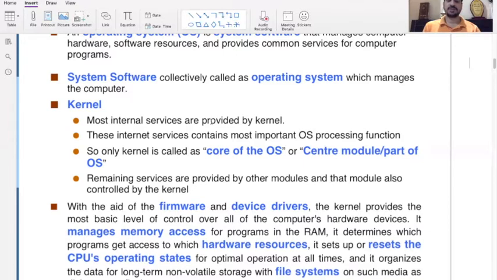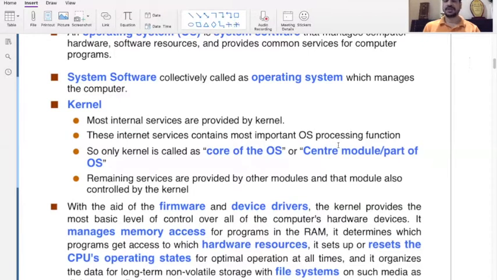If a program needs to be loaded into the main memory, the management of the main memory is also done by the kernel. These are internal services done by the kernel, and these internal services contain the most important operating system processing functions. So we know what the operating system will do and what the kernel will do.